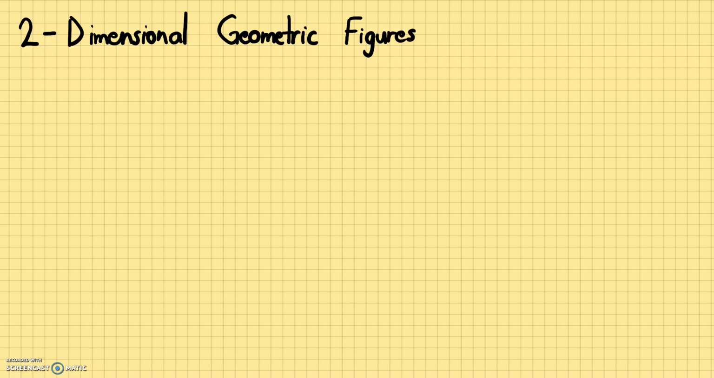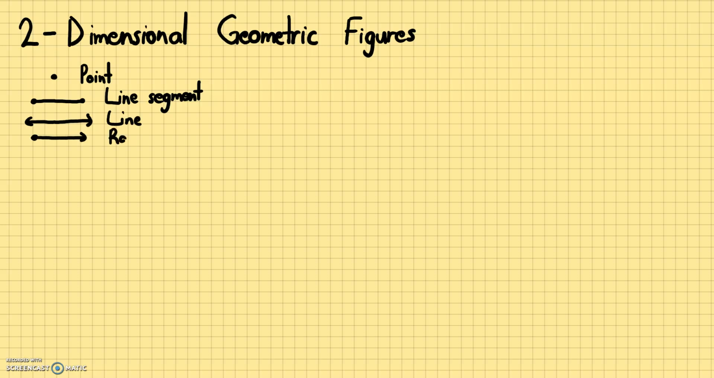Just as a quick review, let me go over the one-dimensional figures that we've learned. So that was called a point. This is the most basic component. If you line up a lot of points like this, it becomes a line segment. And if a line segment goes on forever in both directions, it's called a line. If a line segment only goes forever in one direction, it's called a ray.